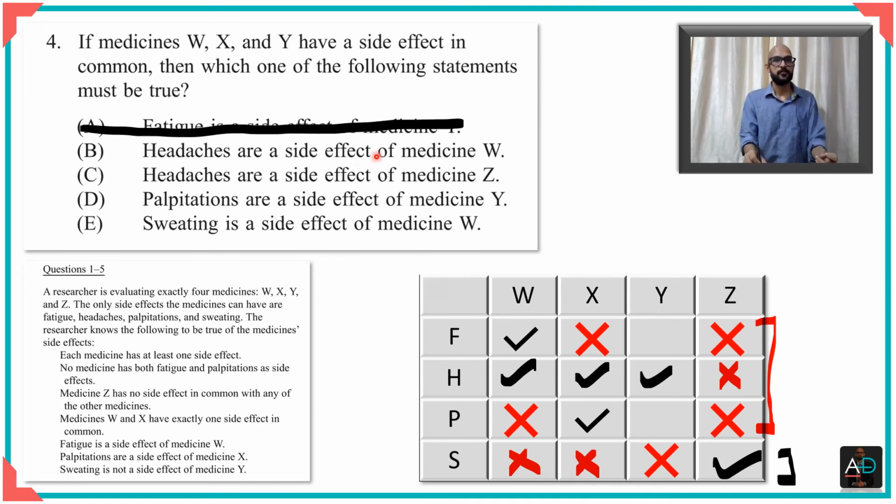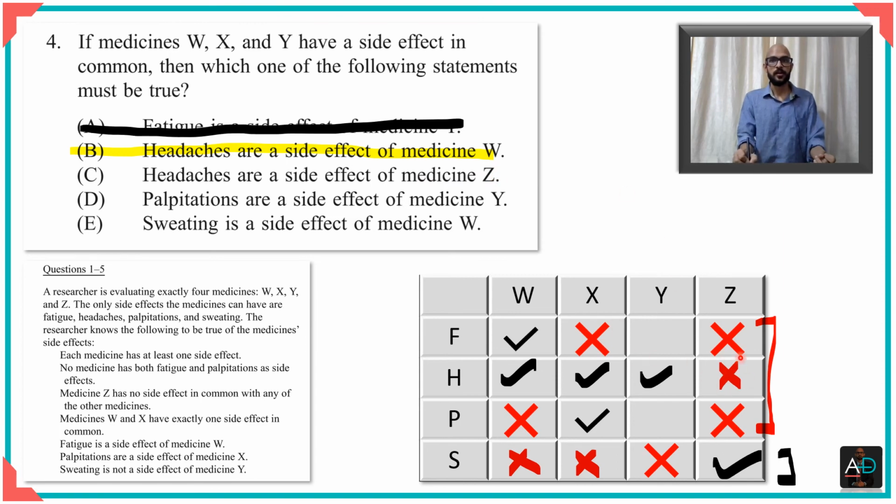Headaches are a side effect of medicine W. Okay, so this works. This is a right answer. So I'll highlight this in yellow for the time being, because it looks like a good answer. Next, we look at option C, that headaches are a side effect of medicine Z.